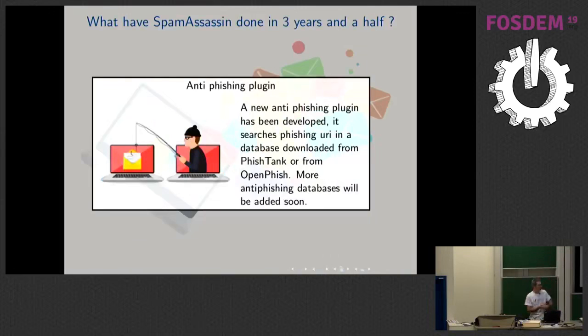There's a new anti-phishing plugin based on the PhishTank or OpenPhish projects. In 3.4.2 it's been developed, and in 3.4.3 it has been changed to be very, very much faster, and more databases will be added soon. So it's a way to try to detect more attempts of phishing in emails.